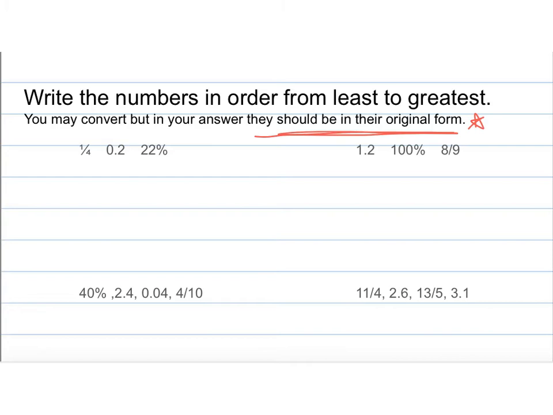So 1/4, 2/10, 22%. I'm going to put these all into decimal form. I know 1/4 is equal to 25/100ths. 2/10 is already done. 22%, we move the decimal 2 to the left: 0.22. Now, looking at these 3 numbers, I see that 2/10 is the smallest amount, so that one would go first. We're ordering these least to greatest. Next would be the 22/100ths, but that was 22%, so we would write it 22%. And then the 25/100ths, which is 1/4.